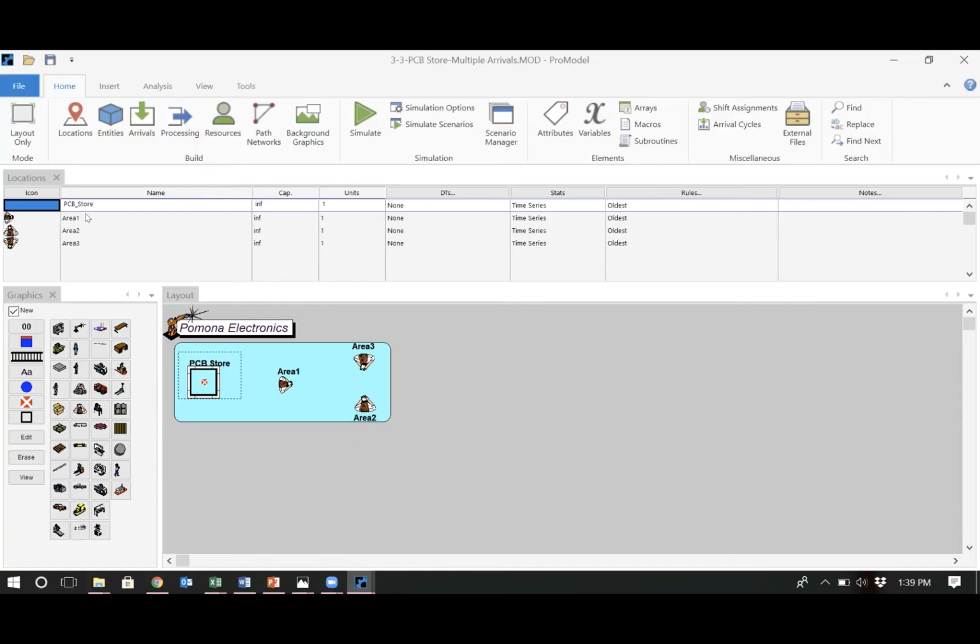So I have 4 locations: PCB store, area 1, area 2, area 3. And as I said, all of them have capacity of infinity. And I have only one of each, so the unit is 1 for all of them. And for the queuing rule, I leave the queuing rule for all of them as no queuing rule. So can you tell me where should I go to change the queuing rule for these locations if I need to? Under rules. In the rule.